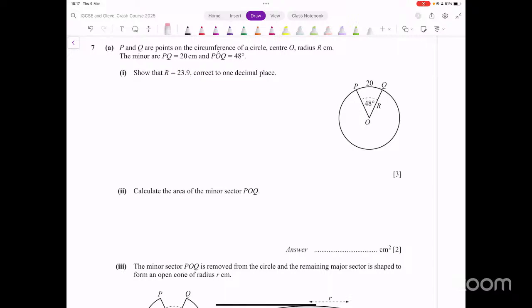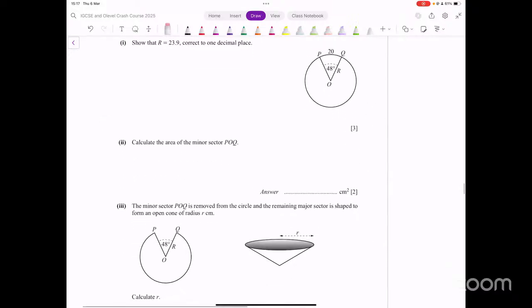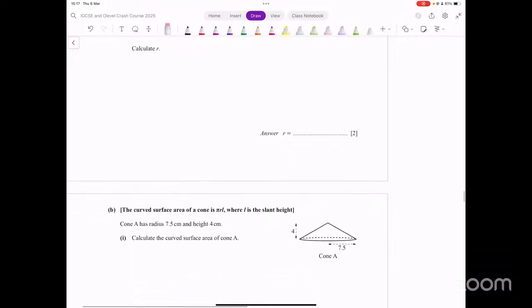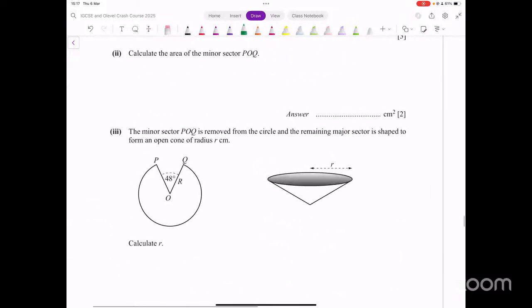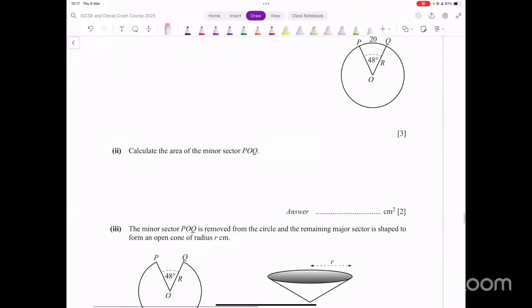Let's have a look at some questions now. So I'm doing the first question because it will cover that concept as well, how a sector is converted to a cone like this. Let's think about this.